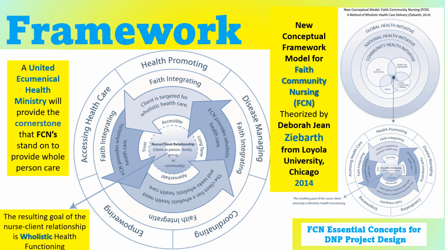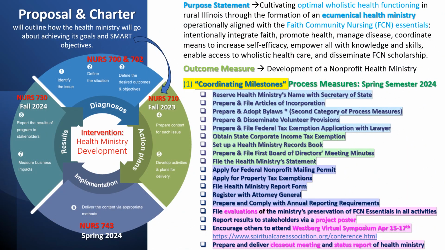The external essentials, such as health promoting, disease managing, coordinating, empowering, and accessing healthcare, are applied within the project's design, intervention, and evaluation. A diagram of each phase of the project can be seen below. Currently, I am in the action phase of writing a proposal and charter that provides a blueprint for the project's purpose, outcome measures, and 2 categories of process measures.